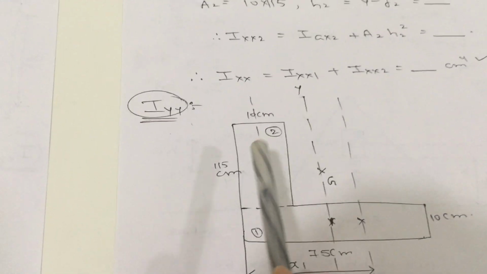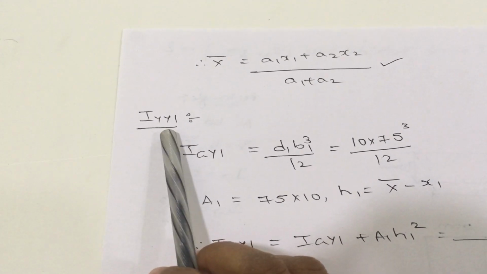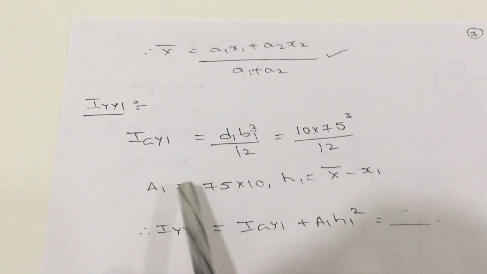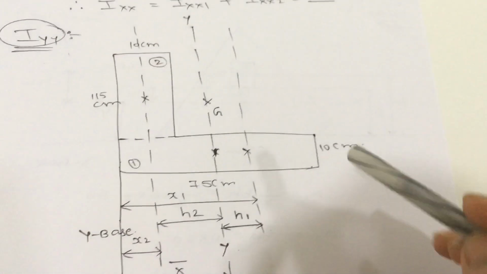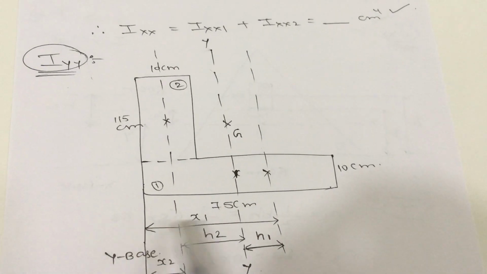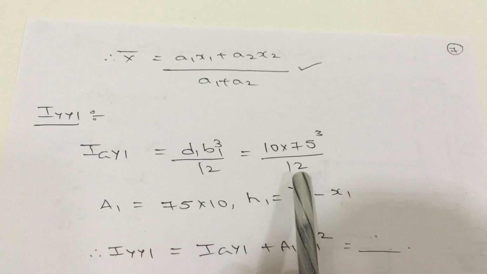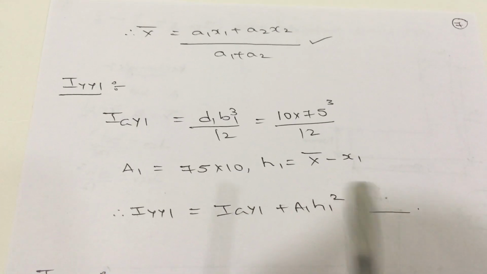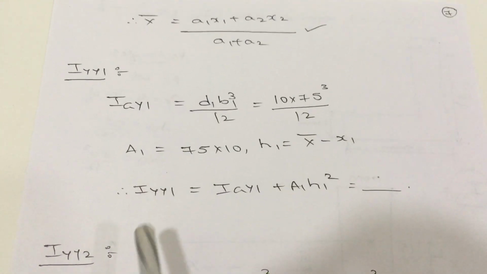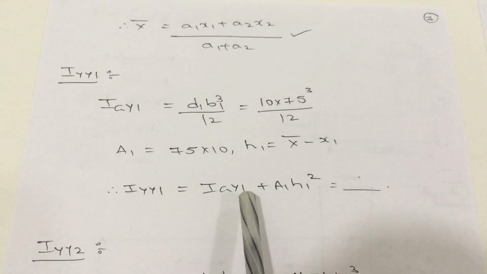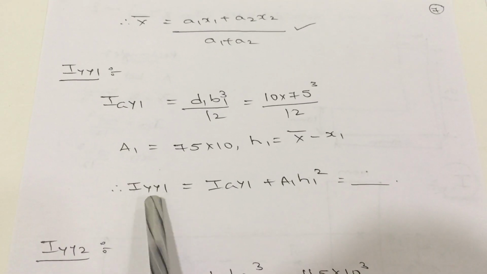Next, to calculate the IYY, we need IYY1 for the first section and IYY2 for the second section individually. So first of all, we will calculate IYY1 here. Now we all know that IGY1 formula is DB cube by 12. So here for the first section, D value is 10 and base value is 75. So 10 into 75 cube by 12, and area value we have already calculated, and H1 value is X bar minus X1, bigger number minus smaller number. Next, by substituting all these formulas in the parallel axis theorem, we will get the value for IYY1.